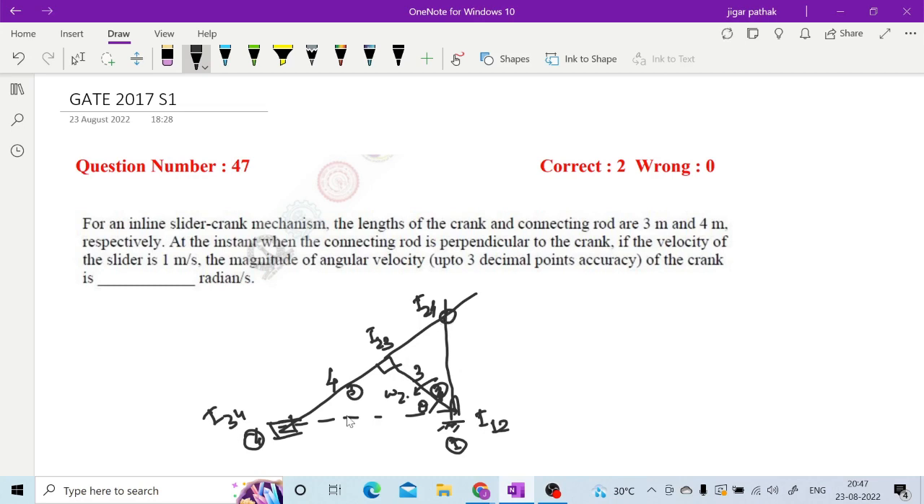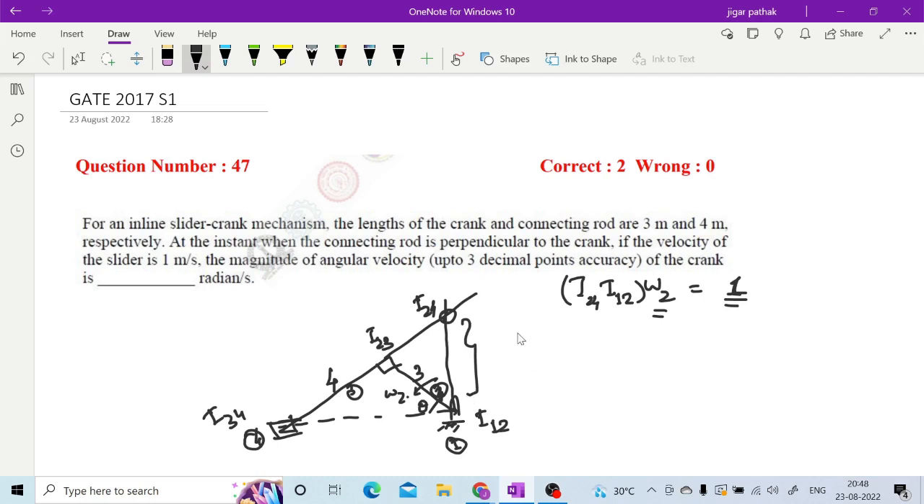Now, why have I drawn this I24? Because in case of I24, I12 into omega 2 is the slider's linear velocity, which we calculated earlier. At that time we were given omega 2 and we calculated this. Now you are given this and you need to calculate omega 2, which is nothing but the angular velocity of the crank. Here you have to calculate the distance I12 I24, so this distance you have to calculate from geometry, I guess.